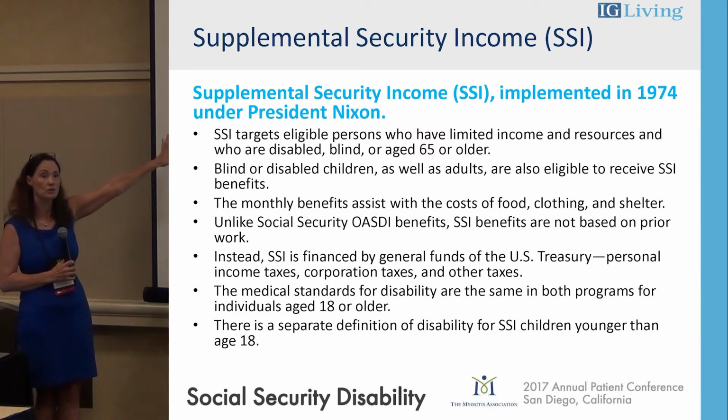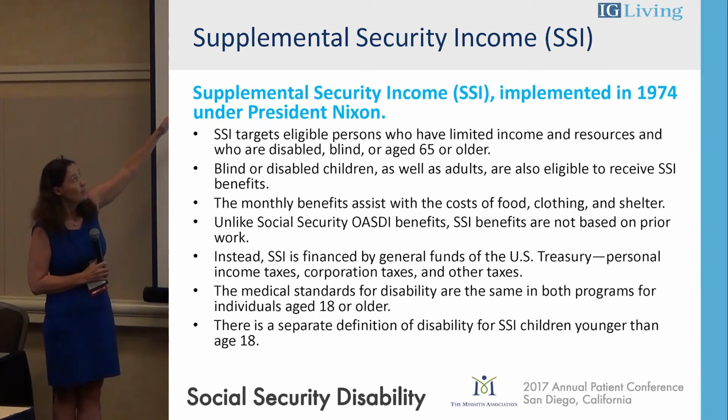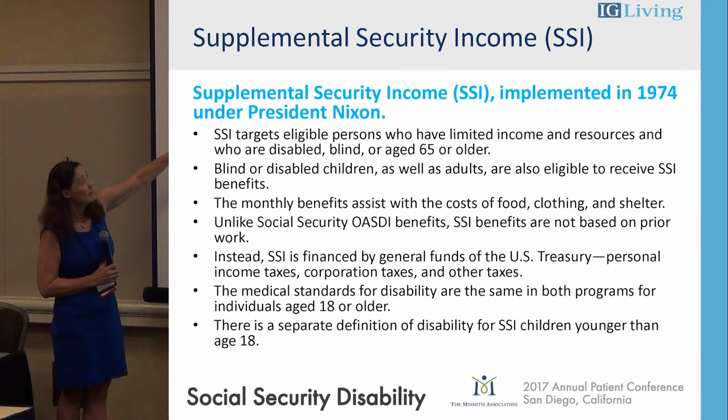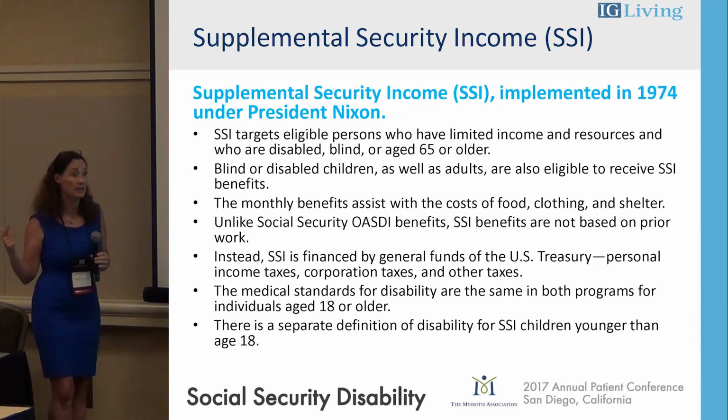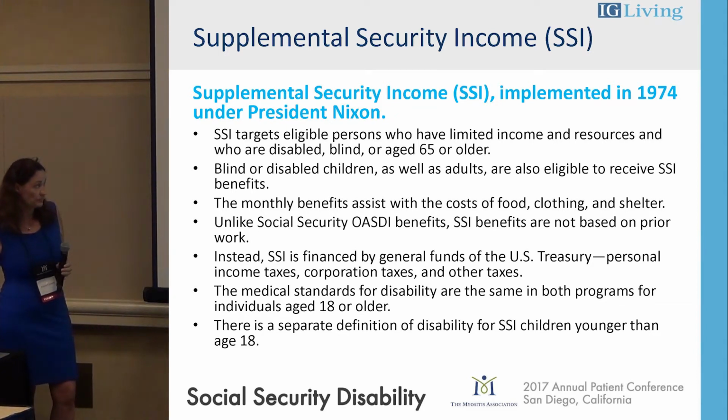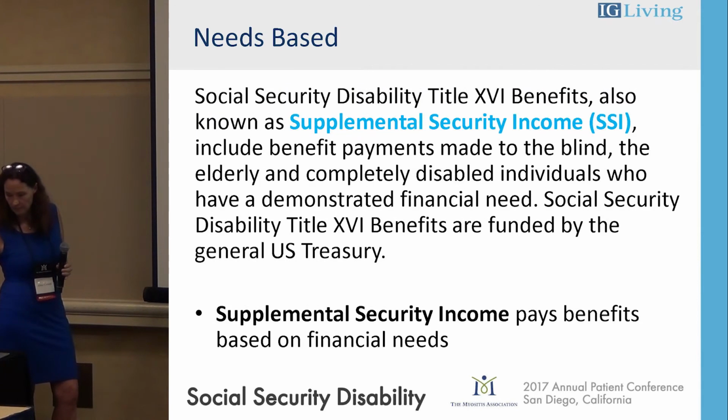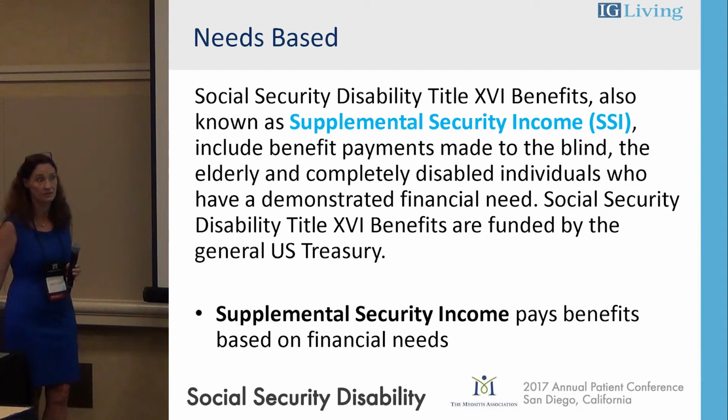SSI is Social Security disability without having worked. The SSI targets eligible people who have limited income and resources, who are disabled, blind, or age 65 or older. Unlike Social Security disability, SSI does have asset and income limitations. Serious ones. You really can't have any assets.